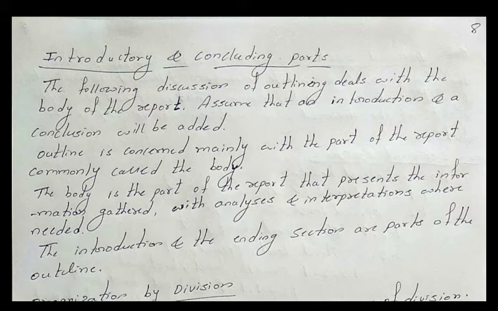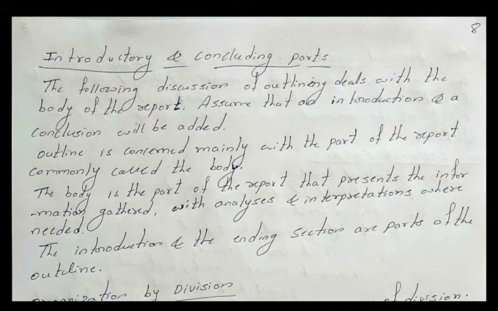Okay, the introductory part should be the first part of your report and the concluding part should be the last part. The following discussion of the outline deals with the body of the report here, assuming that an introduction and conclusion will be added to that body. What do you mean by this? The body is the part of the report that presents the information you have gathered. Is it clear?